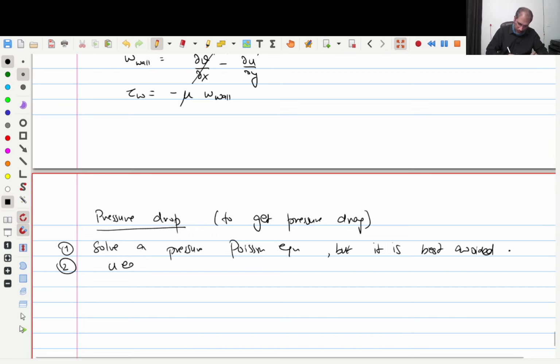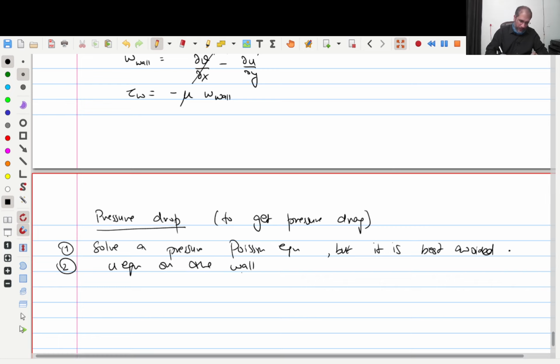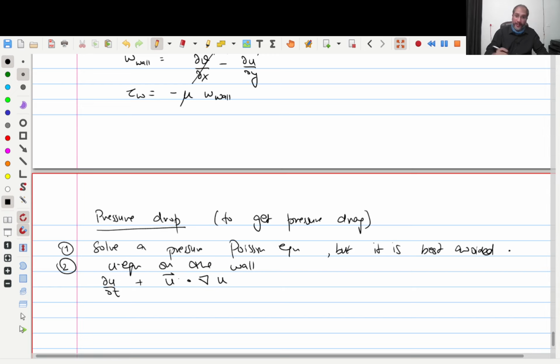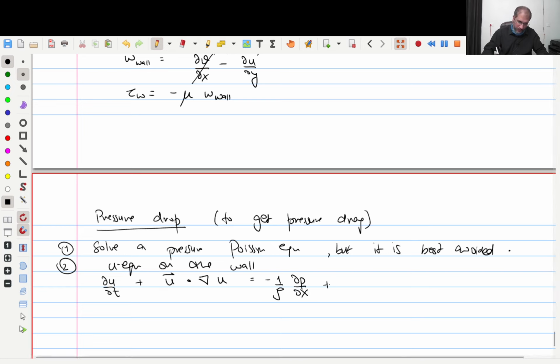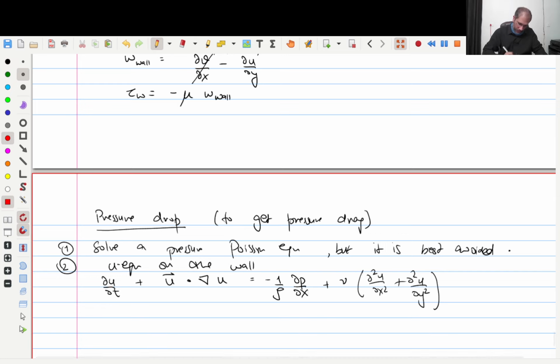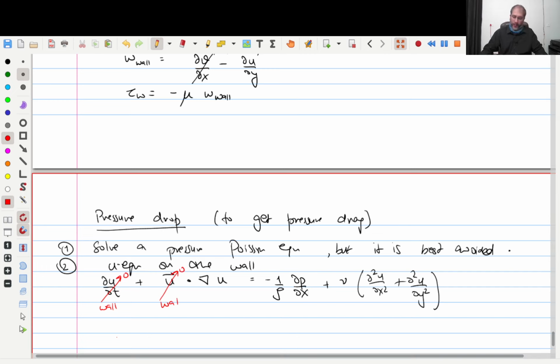So let's write the u equation on the bottom wall. So the u equation was del u by del t, that's a transient term, plus u dot grad u, where u vector is the velocity vector and small u is the x component of that. So this is the u equation. Now on the wall we know that the u component and v component both are 0. So that means this goes to 0, it's a wall. Well, this is also 0, it's a wall. So these two terms are 0.